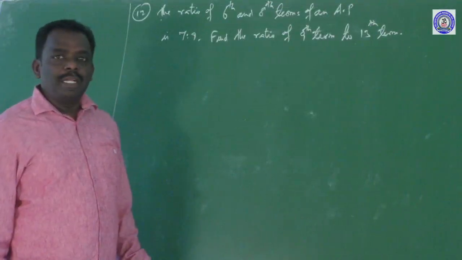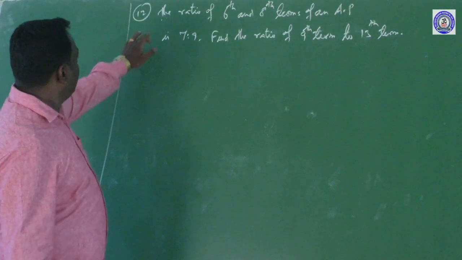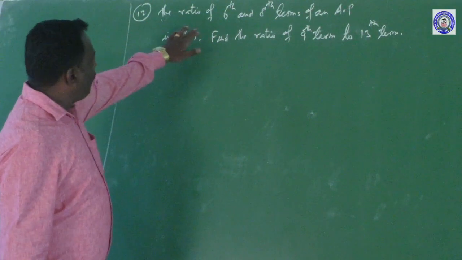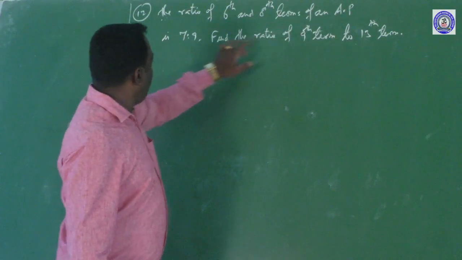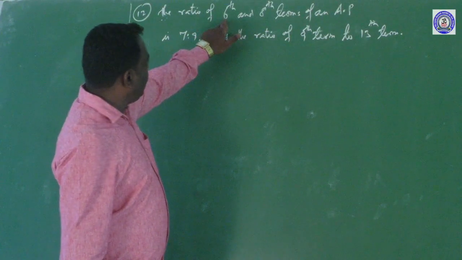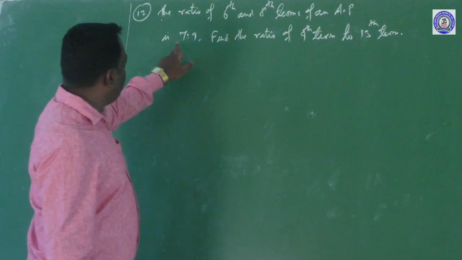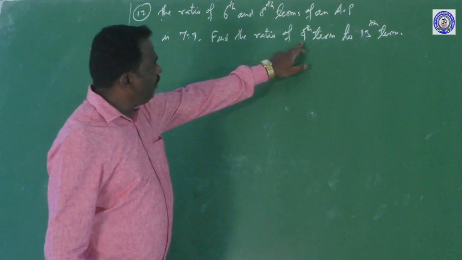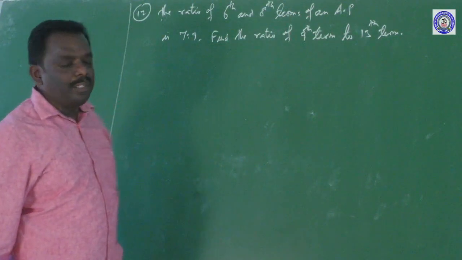The next one is another important question in the same exercise, the 12th one. The ratio of the 6th term and 8th term of an AP is given as 7:9. Find the ratio of the 9th term to the 13th term.